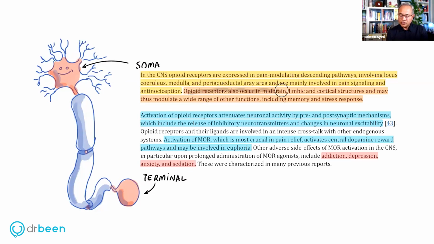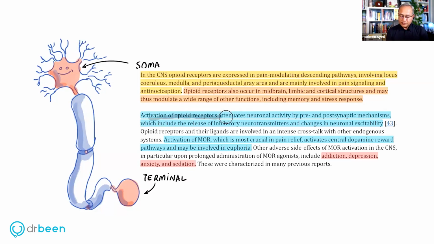Opioid receptors also occur in the midbrain, now we're talking brainstem, limbic and cortical structures. Limbic system, our emotional system, that is how euphoria would occur. And the cortical structures, not just the frontal lobe, the cortex, and thus modulate a wide range of other functions, including memory and stress response. Especially the hippocampal involvement will mean memory plus cognition both. This is why there are some researches nowadays for brain fog that may be related to opioid receptor abnormalities. So, memory and stress responses.